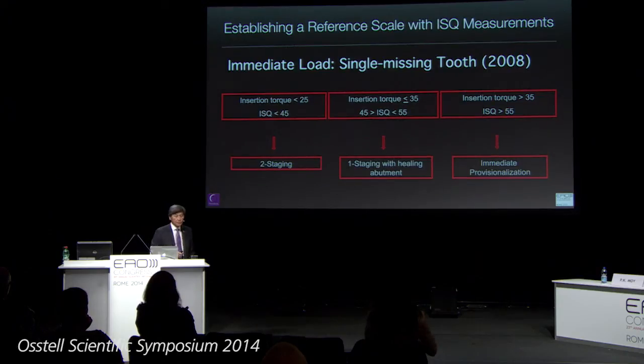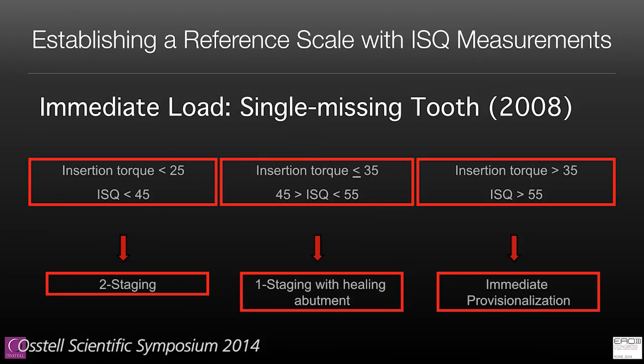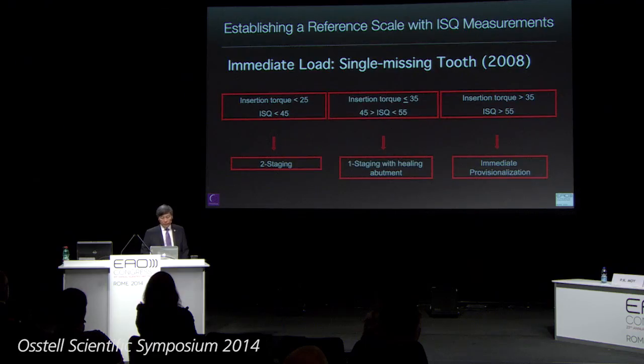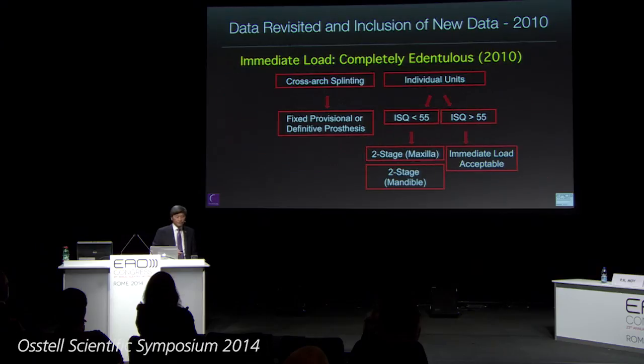Finally, with a single missing tooth, and mostly in the anterior maxilla, we really didn't obtain CT scans for a single missing tooth. And so we looked at the insertion torque as well as the ISQ value. And so when we had lower insertion torques and lower ISQ values, that is a no-no for one-staging or immediate provisionalization. Whereas with insertion torque of greater than 35 and an ISQ value of greater than 55, we could feel very confident with immediate provisionalization.